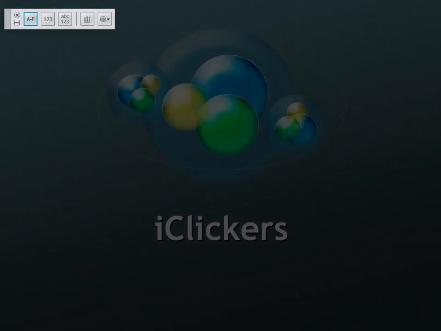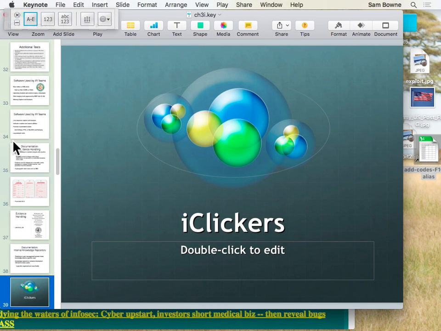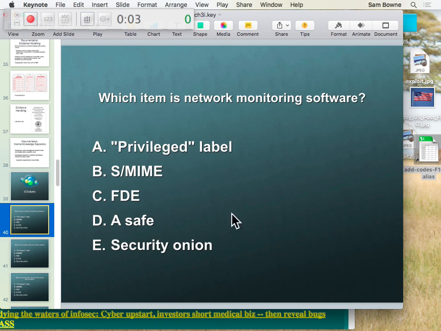Anyway, a few more clicker questions. All right. So, which one of these is network monitoring software?